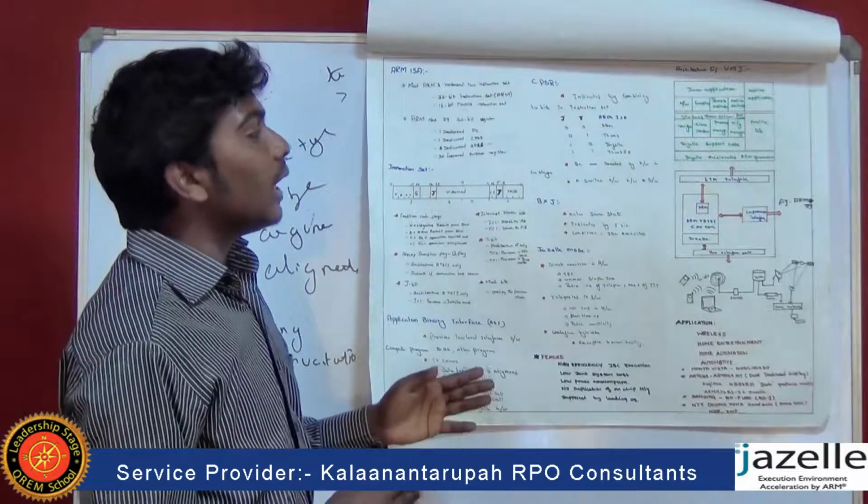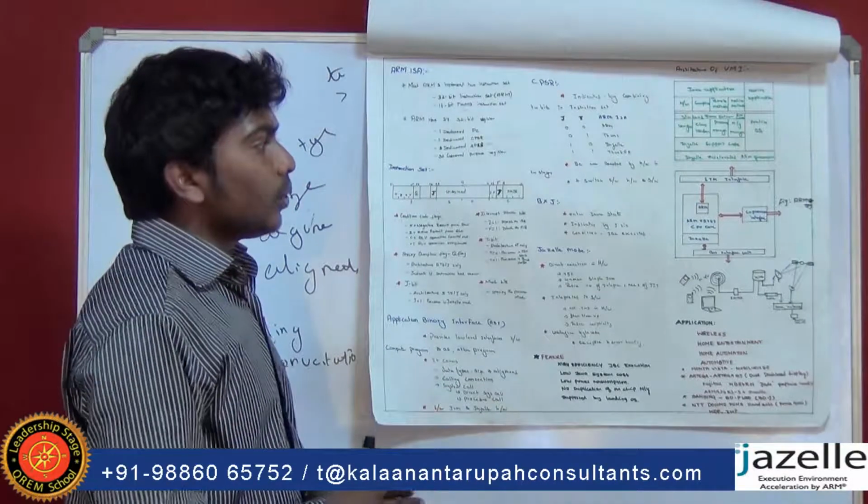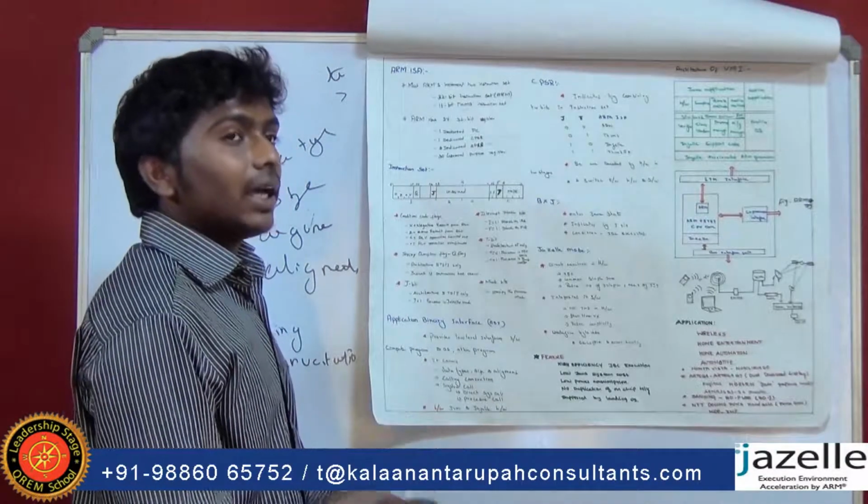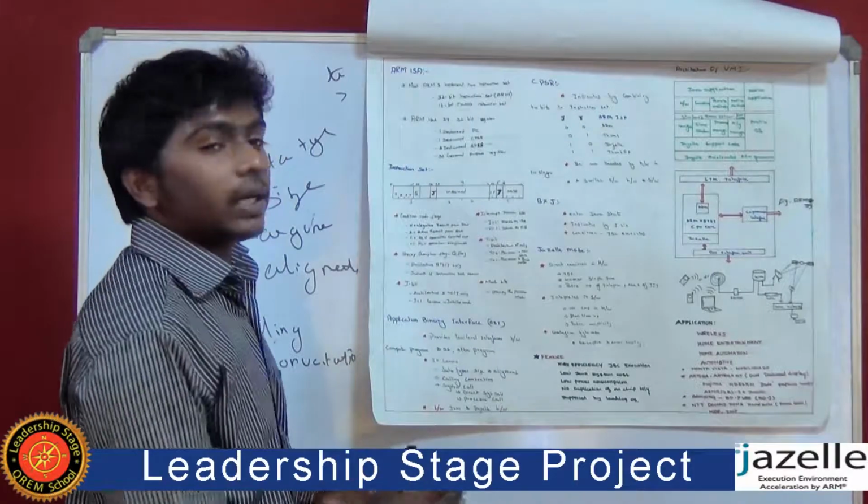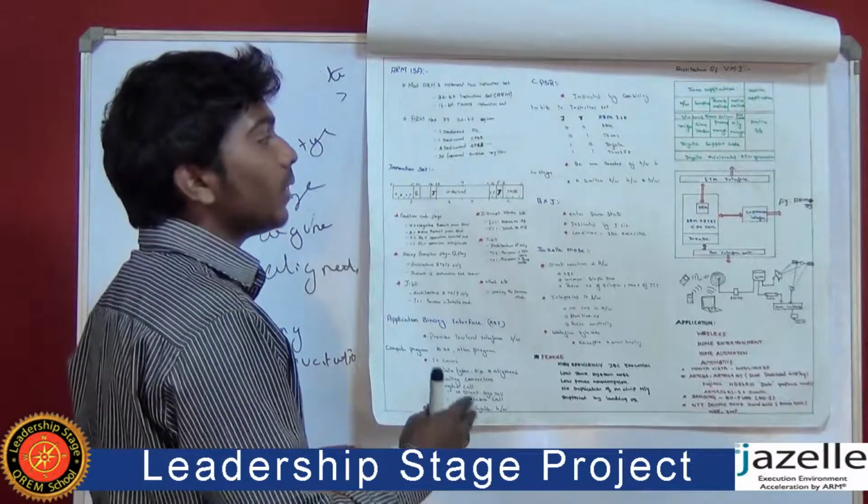And the next is Jazelle support code. Jazelle support code is obtained once the license is taken from Sun Microsystems, and now it is controlled by Oracle.